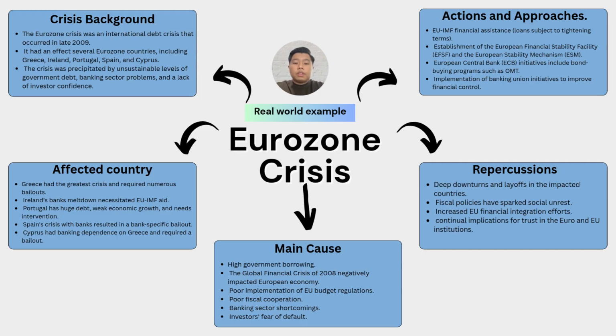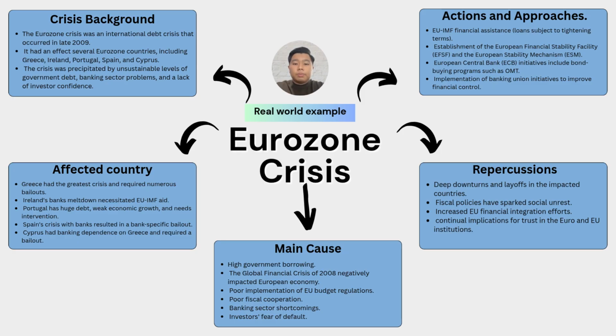The Eurozone crisis was also known as the European sovereign debt crisis, which was a period when several Eurozone member states faced serious financial difficulties due to high government debt levels and concerns over their ability to repay those debts. The crisis mainly impacted countries like Greece, Ireland, Portugal, Spain, and Cyprus. There were several interrelated causes behind the crisis.